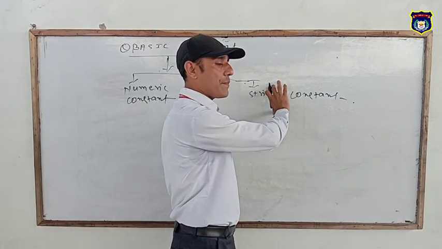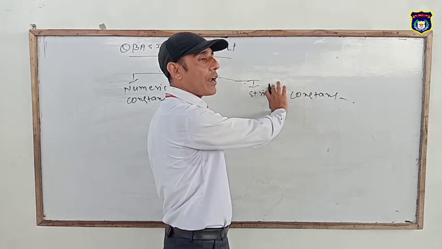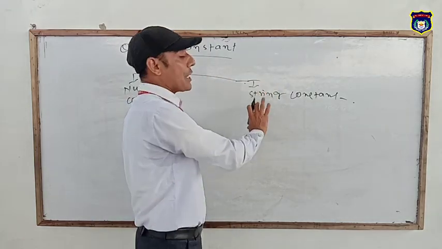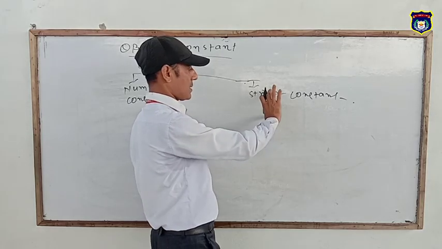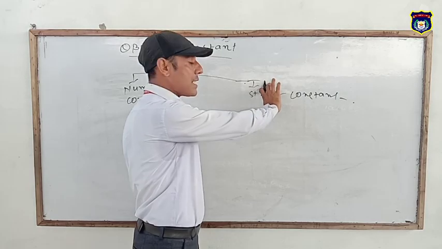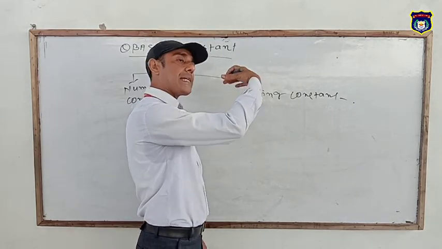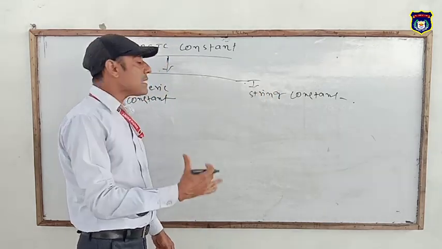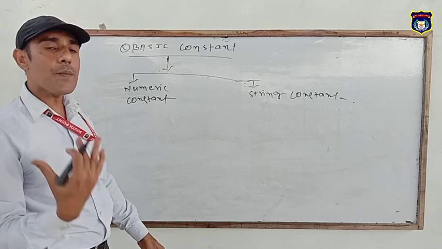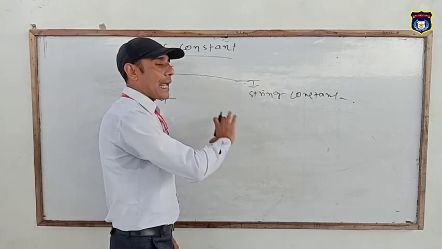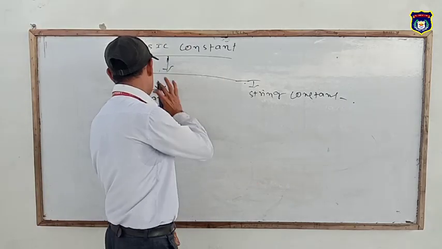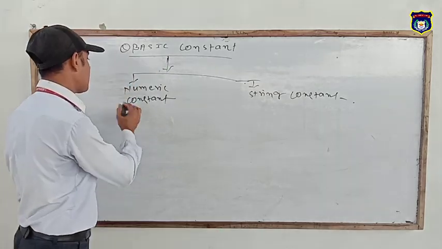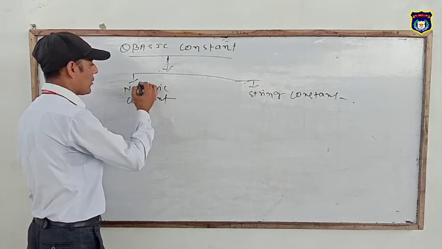And string constant means all the strings, which are a collection of different types of alphabets, symbols, digits, and special characters, included within double quotation marks, is called a string constant, which is used with variables. That means a string variable only stores a string constant, and a numeric variable only stores a numeric constant. A string variable cannot store a numeric constant. Similarly, a numeric variable cannot store a string constant.